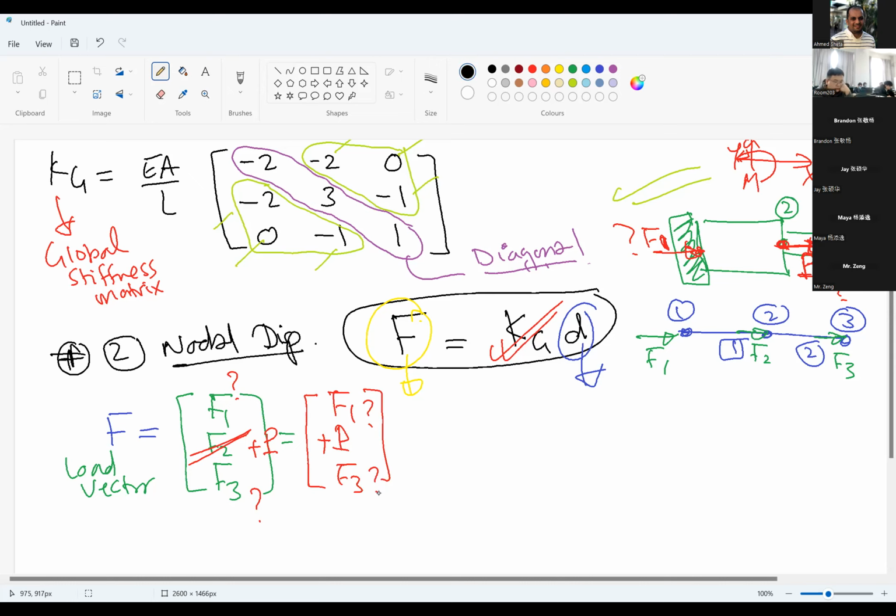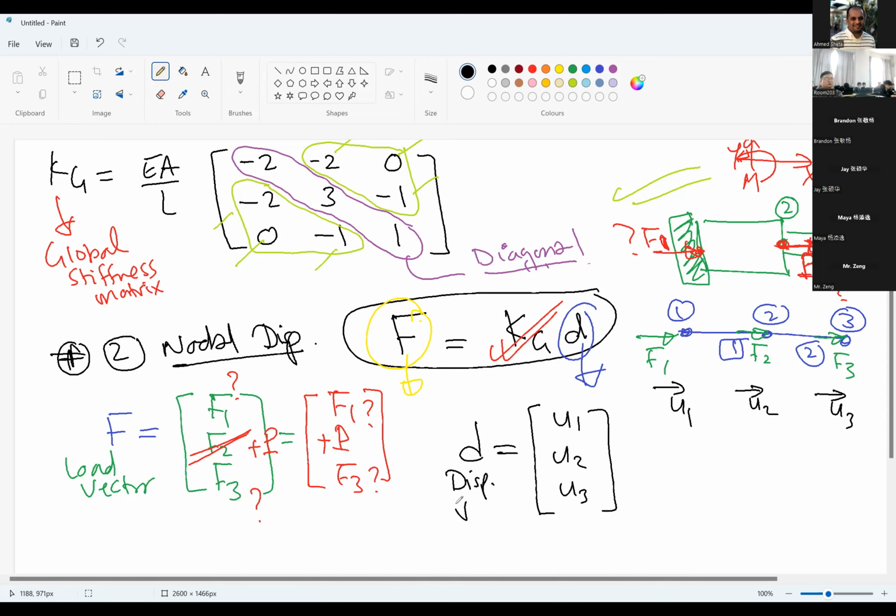For the nodal displacement D, how many displacements do we have? U1, U2, U3, right? So the nodal displacement is U1, U2, U3. Do we know anything about the nodal displacement? So this is the displacement vector. We need to apply the boundary conditions here. Can anyone apply them? What are the boundary conditions we have here?